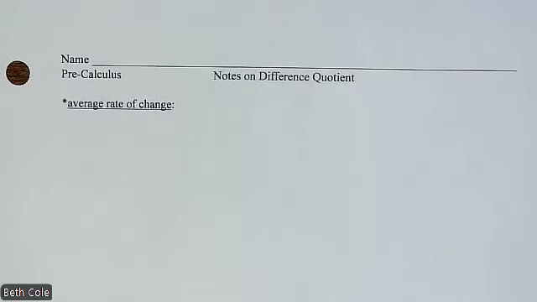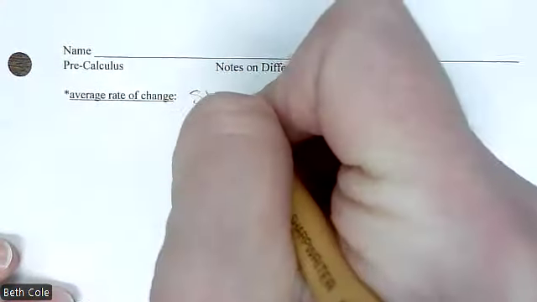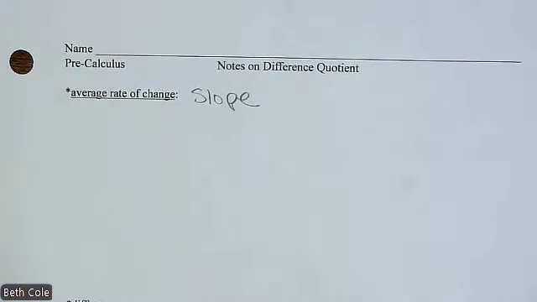So first piece of vocabulary here, an average, well, let me throw out the question to you. Do you know what an average rate of change is? It's actually an Algebra 1 topic, but I'm just going to throw it out there. Slope, regular old slope.